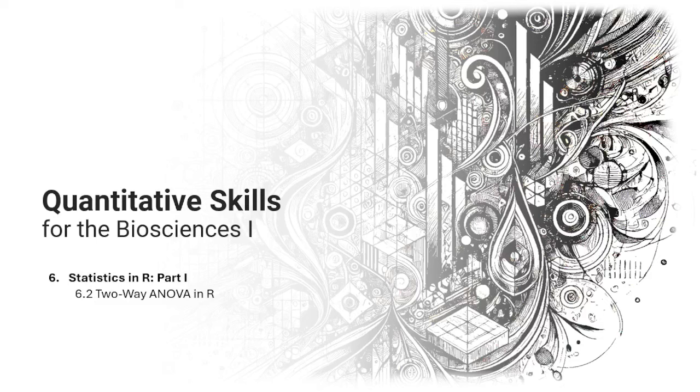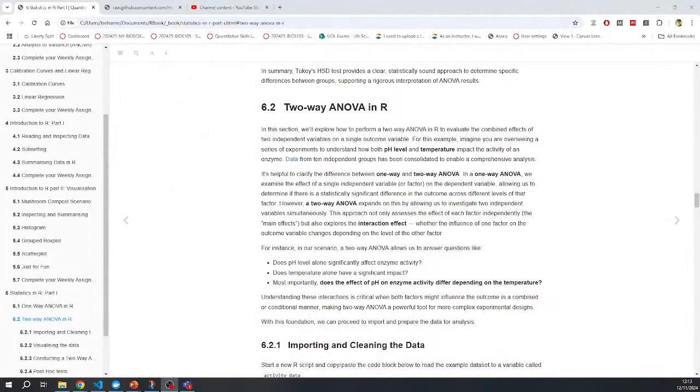In this section, I'm going to look at the combined effects of two independent variables on a single dependent variable. So in our example here, we're going to look at the impact of pH and temperature on the activity of an enzyme. This is very much in line with what you've been doing in the lab this week. And the statistical tool we're going to use is Two-Way ANOVA.